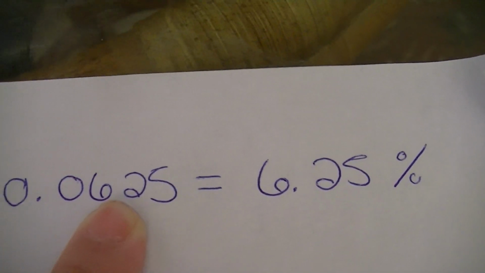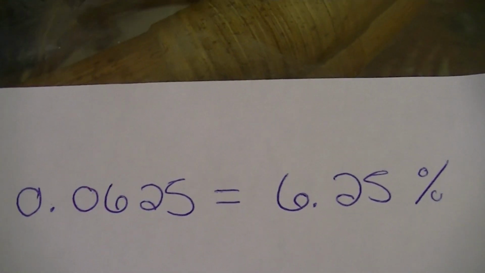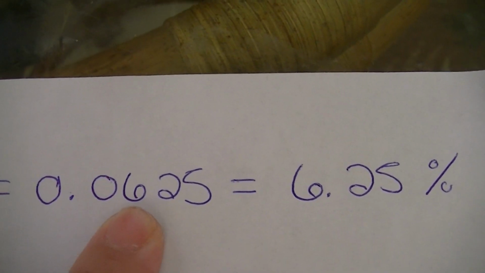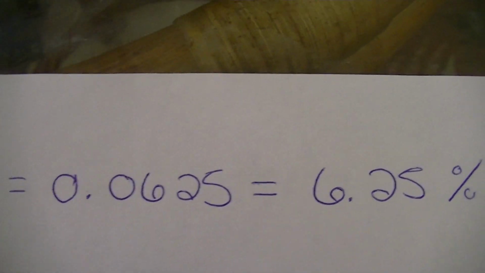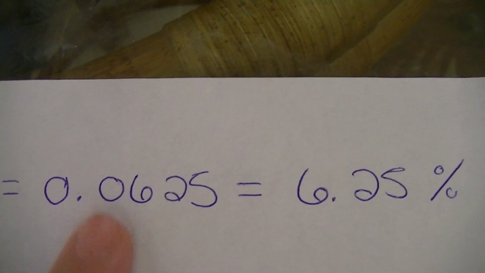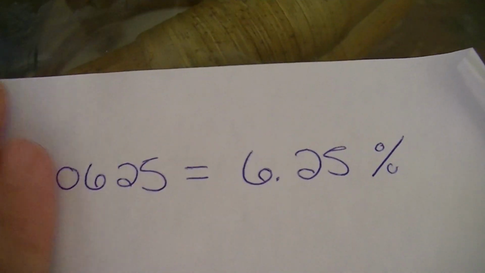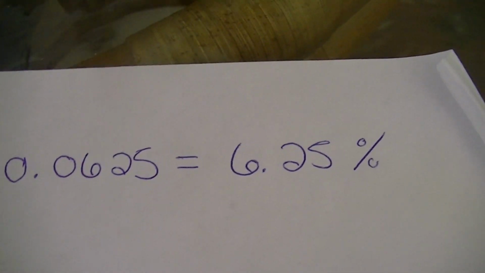So if I'm going to turn it into a percent, it's going to be 6.25%. Notice I don't need this 0 in front of the 6. It can go away because it was just holding the place here. But now that the 6 is in front of the decimal, I don't need this place held, so it just goes away. Okay? So let's look at another example.